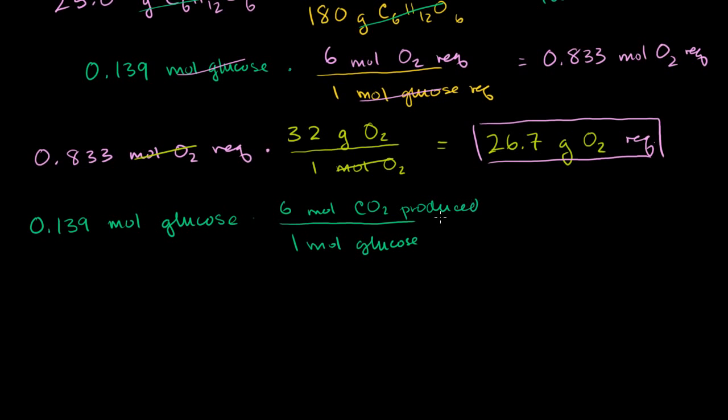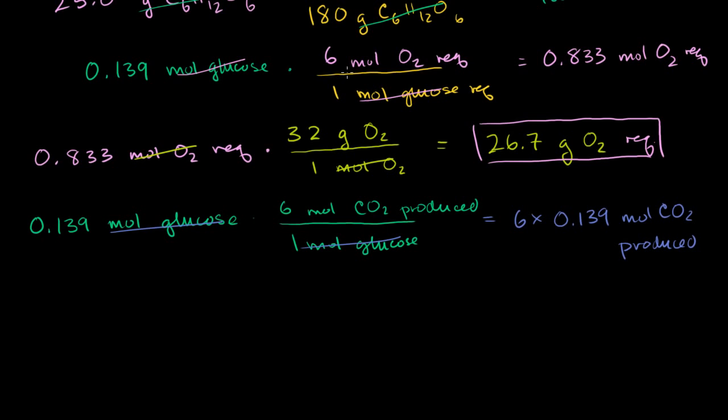We just got that directly from the equation. And I wrote it this way instead of 1 over the 6 because I wanted to cancel out with the moles of glucose. Moles of glucose in the numerator, moles of glucose in the denominator. So that cancels out with that. And this is going to be equal to 6 times 0.139 moles of CO2 produced.